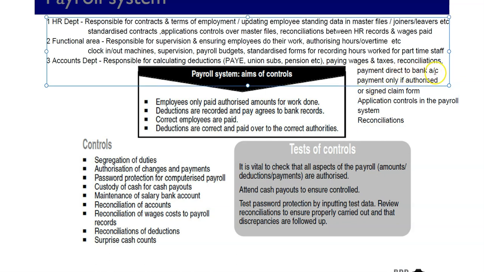payment direct to bank accounts, so no cash payments. It's much better to have payments made directly into employees' bank accounts. And then payments are only made once authorization is made. So that authorization will come automatically if it was a monthly paid employee, if they were permanent. And then authorization for part-time staff, you'd need a wages claim form signed by the employee and by the management. So tests of controls are there.